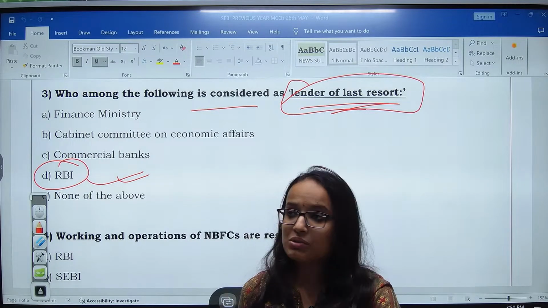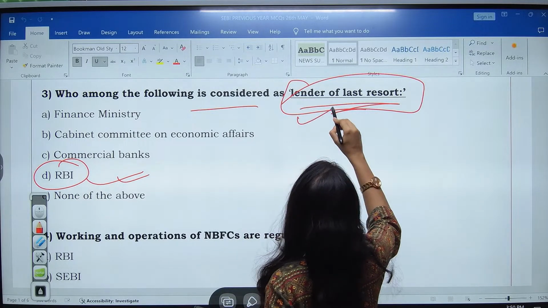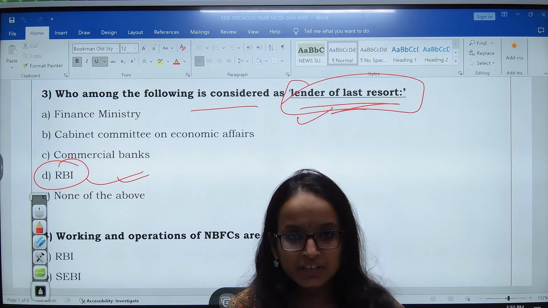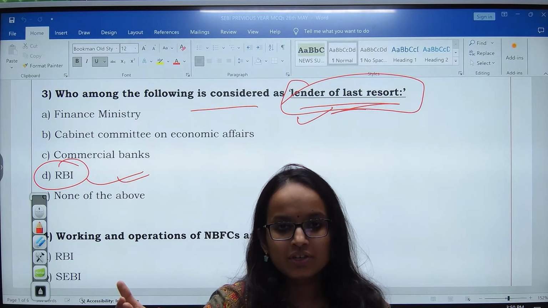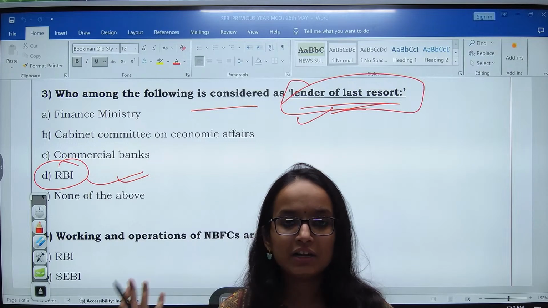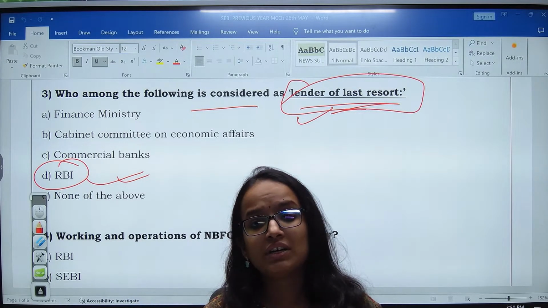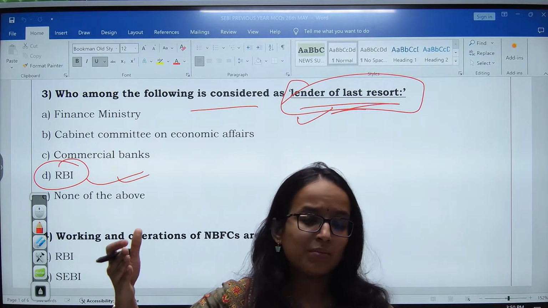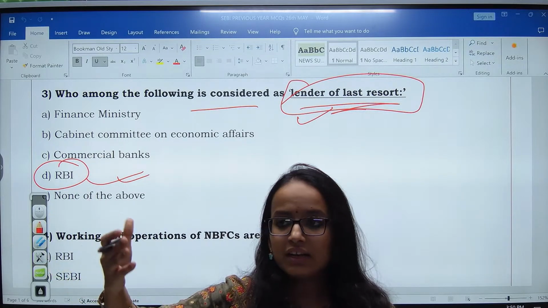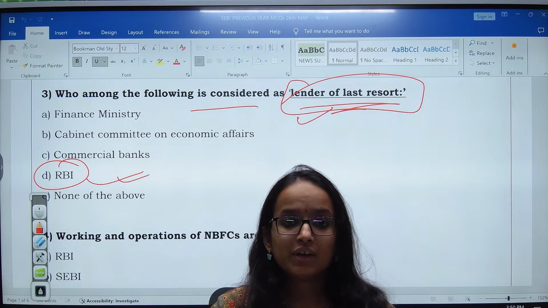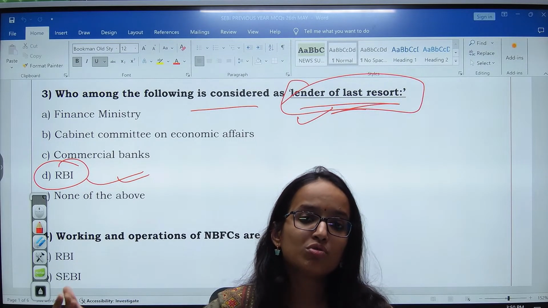Okay, and that's why you have this function as well, lender of last resort. So what happens is, when we are in a liquidity crunch, we run to the commercial banks demanding loans or credit. What happens if a commercial bank is in a liquidity crunch? For example, a commercial bank was doing good. Suddenly there arises some crisis and the bank needs funds. So where will the bank go? Bank will go to the RBI.